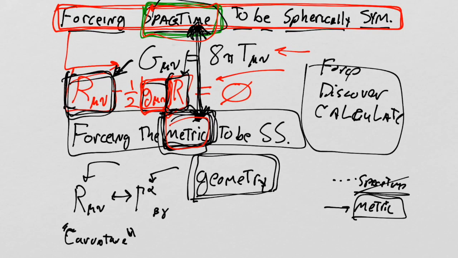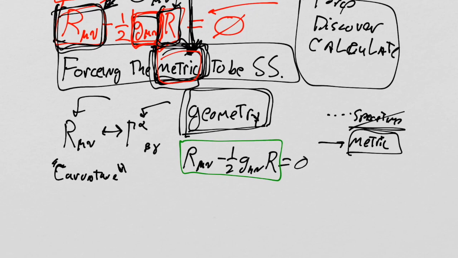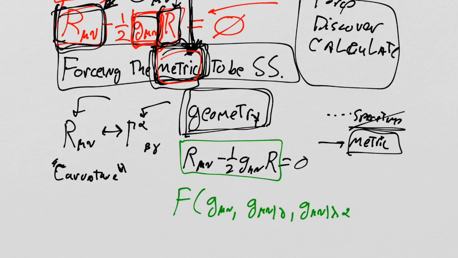So the point is that when you write down the Einstein equation, when I write down R mu nu minus 1/2 g mu nu R equals 0, this entire side is really some weird function f of the metric g mu nu, the metric's first derivative g mu nu slash, say, lambda, and its second derivative g mu nu slash lambda, so let me give you an alpha, right?